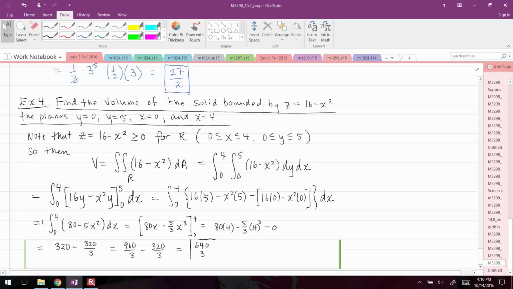This integral that results will just be a Calc 1 integral. So you just do that as usual, and then plug and chug. If you do that correctly, you get 640 over 3.